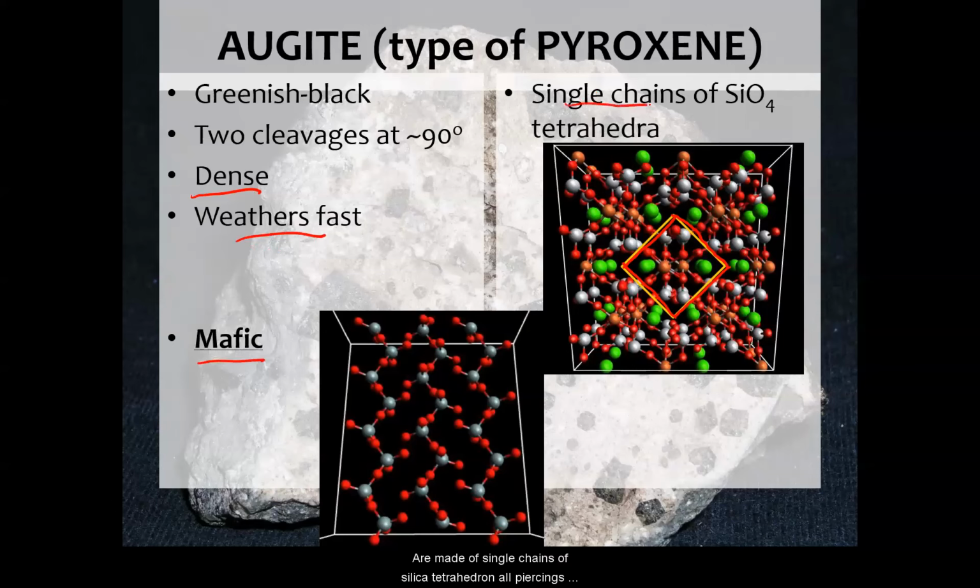They are made of single chains of silicate tetrahedra. All pyroxenes are made of these single chains. And here we see one of those chains. If you want to see how the triangles that I drew before match up with this, there are those triangles. Or you can draw the tetrahedra if you want to think in 3 dimensions. So that's pyroxenes. And in particular, one type that we talk about is augite.